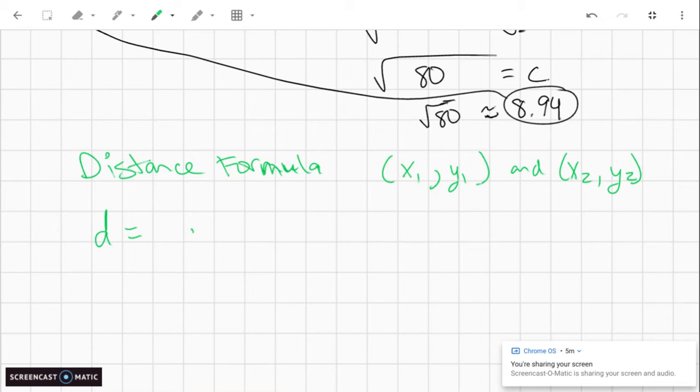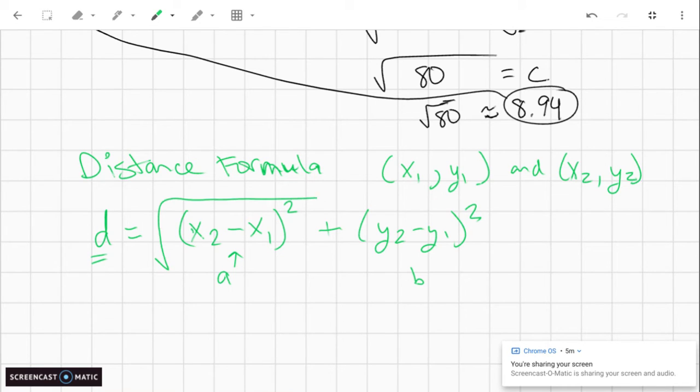So I have a squared, but that's going to be your x2 minus x1. I'll show you where that comes in. And then I'm going to square that. That's your a squared. That's your a. And then you're going to add your b, which was y2 minus y1 squared. That's your b. And then I want to solve for d, so I do the square root of all of that.